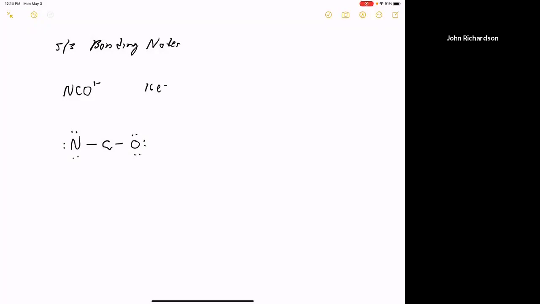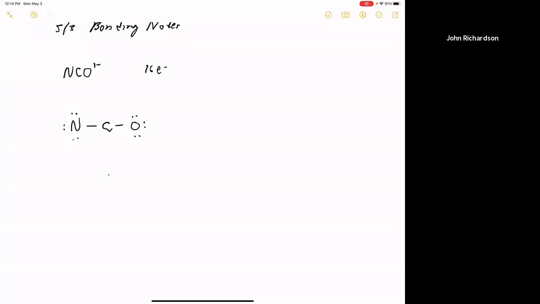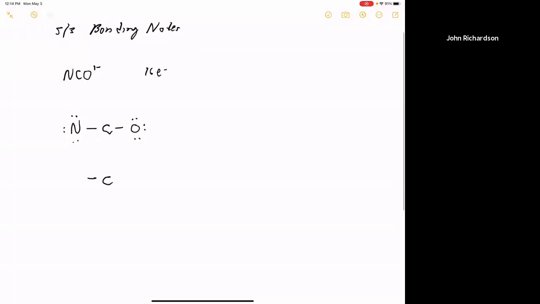Look for your octets. Nitrogen's got one, oxygen's got one, carbon does not. So we're going to have to make some multiple bonds into carbon to get an octet on carbon. There's a few ways we could do it. One way is we could make 2 double bonds. So we'll just look at our options. All right, so we could do this.